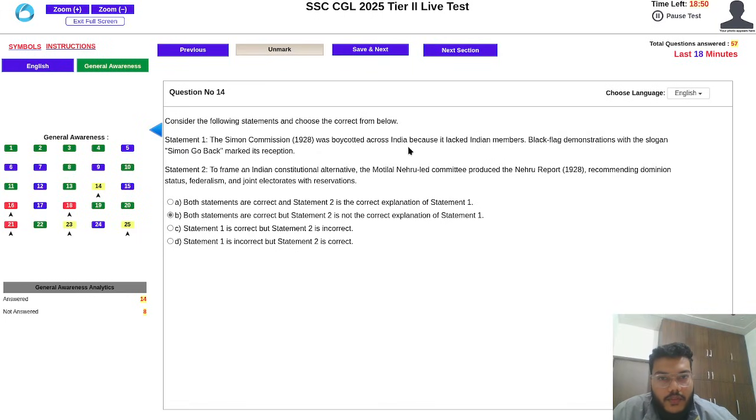Simon Commission was boycotted across India because it lacked Indian members, with black flag slogans. The Freeman Investigation Committee will do a report recommending. It's not the correct explanation.